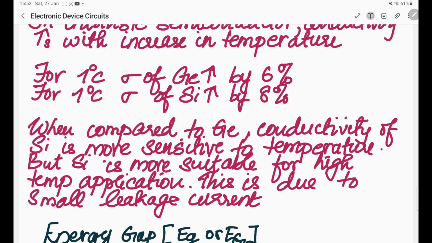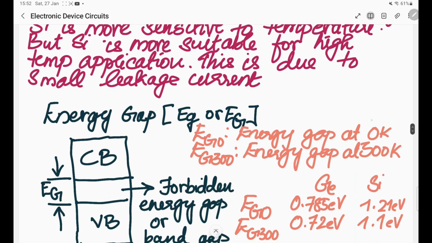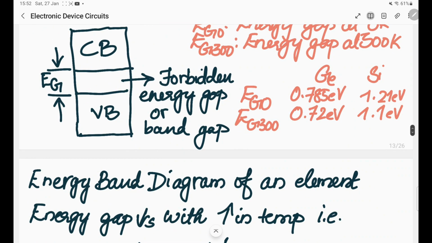With this, I'm concluding today's video, and in the next section we'll deal with the energy gap, and then we'll give a brief introduction to semiconductors.